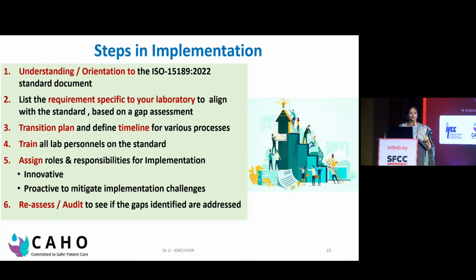Train all lab personnel on the standard, and assign roles and responsibilities for implementation. It has to be innovative so that it gets implemented better, and very proactive to mitigate implementation challenges, because with any implementation, a lot of people find it very difficult and hard to understand and implement. So you need some innovative ways to do it, which are given easily in the document itself. Reassess and audit the facility to see your gaps and then readdress them. That's how you need to do your implementation.